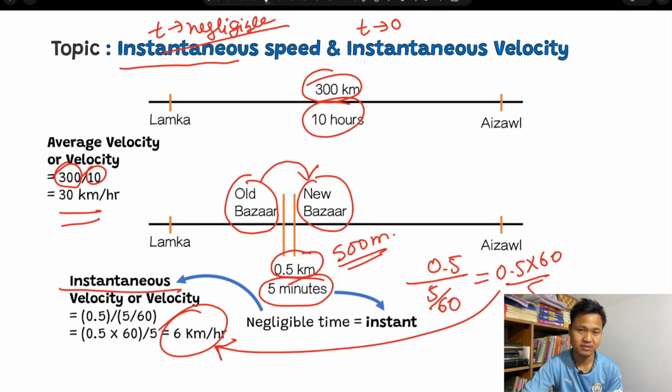That is nothing but the instantaneous speed. Velocity is nothing but instantaneous velocity. Remember, instantaneous means negligible time. So how do you express this in mathematics?